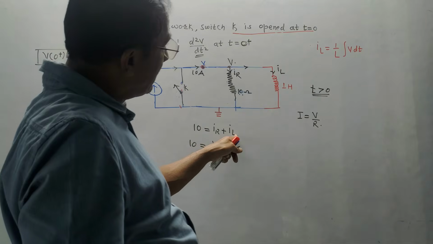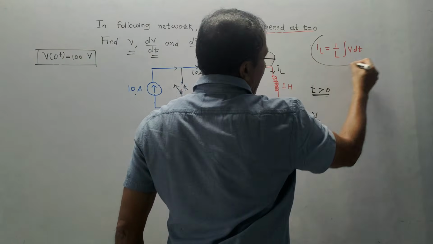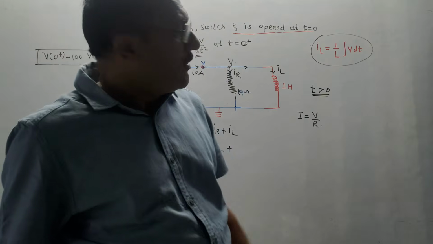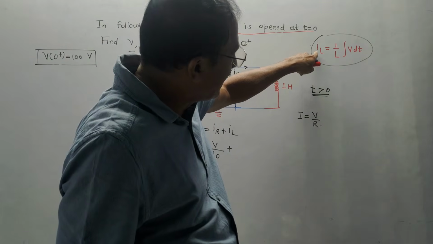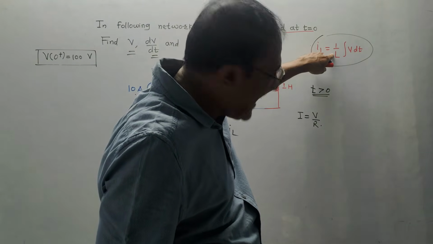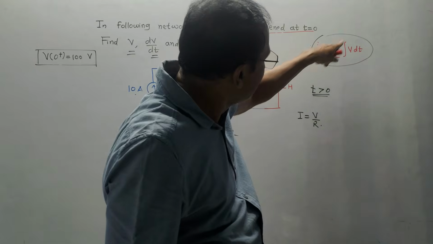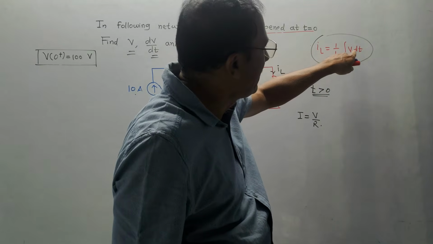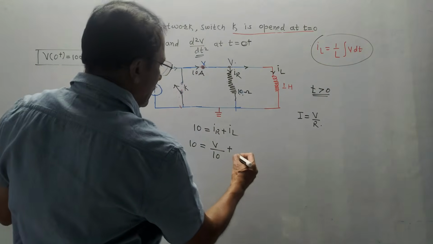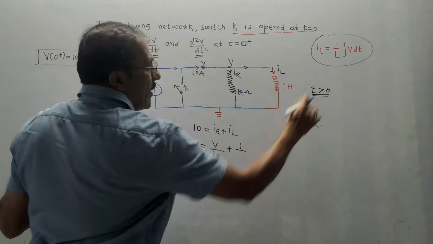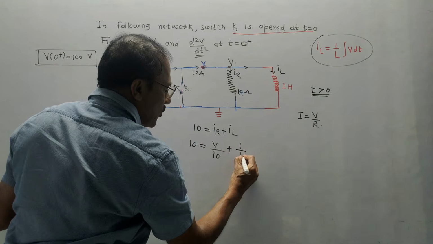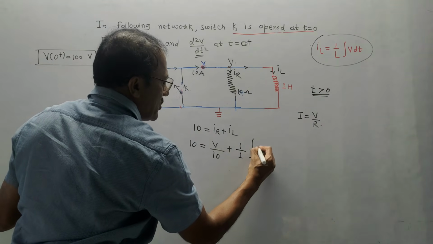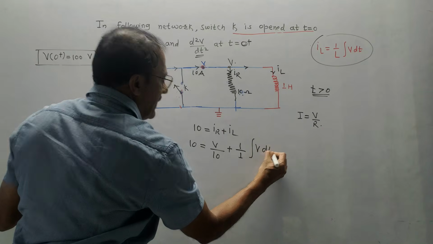the current passing through the inductor. Now remember this formula. This is the formula which represents the current through the inductor. It is IL, which is equal to 1 by L, where L is the value of inductance, times the integration of V dt. V is the voltage across the inductor. So in this case, the formula is 1 by L, and L means 1 Henry. So 1 by 1 integration V dt.